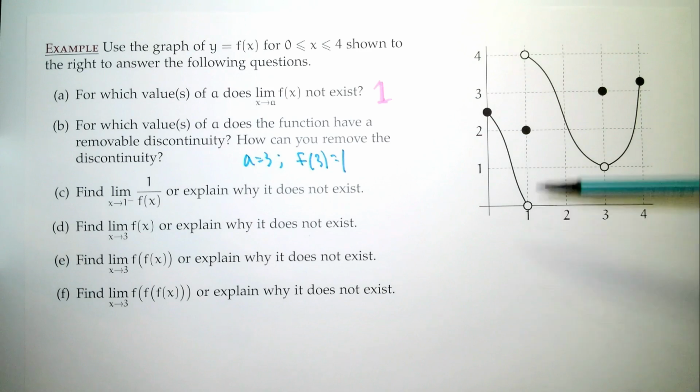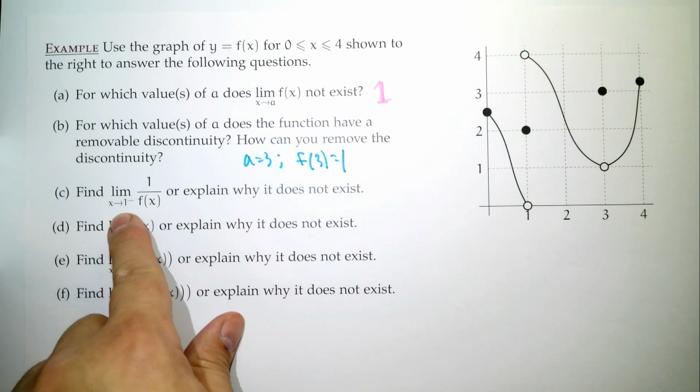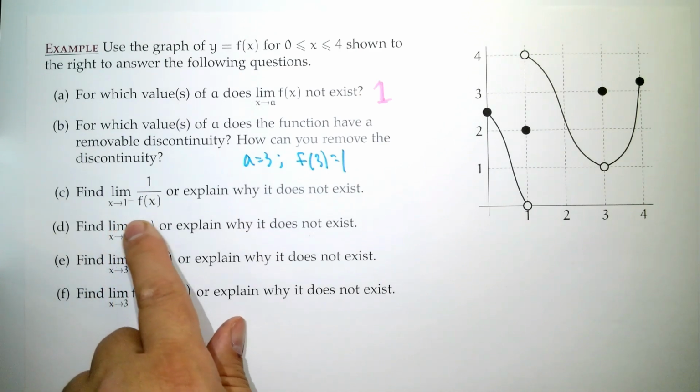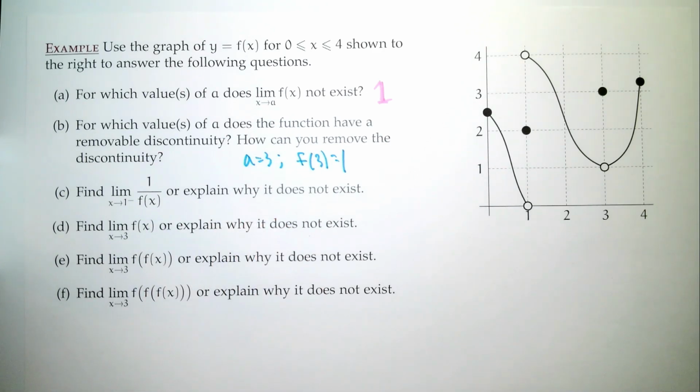Could we fix our problem at 1? No, because it's not a removable discontinuity. The limit has to exist to be removable. What is the limit, in part C, as x goes to 1 from below of 1 over f of x? Or explain why it does not exist.